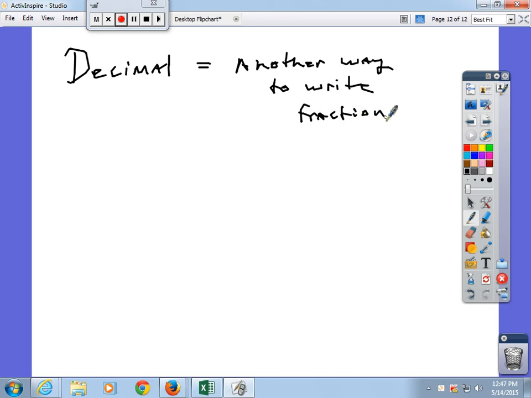Another way to write a fraction. And the best way to show you is with something over 10. Because the decimal values, here's the decimal. What's this first decimal value right there? That's the 10th place. And what's beside it? 100th, and so on.